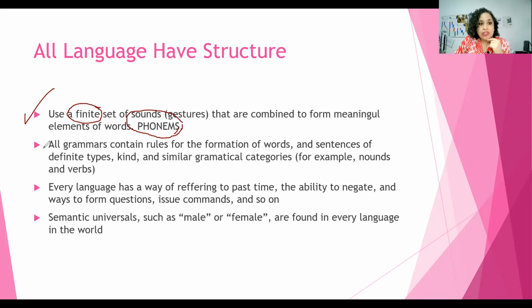All grammars contain rules. Every language has rules for the formation of words and sentences of definite types, kinds, and similar grammatical categories. For example, the nouns and the verbs. These are part of the structures, categories, part of grammar. Every language has a way of referring to past time, the ability to negate, and ways to form questions, issue commands, and so on, and more and more. Semantic universals, such as male or female, are found in every language in the whole world. Every language has a differentiation in semantics, and this is an example: male or female. Every language has an identification for those.